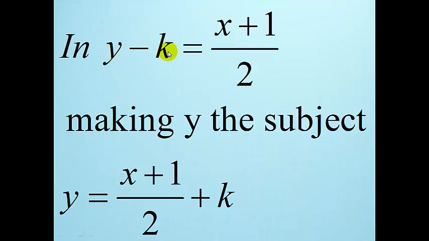Now in y minus k equals x plus 1 divided by 2, if you want to make y the subject, that is, making y the subject means that we want y to stand alone. But on the left hand side, we have y minus k. So for y to stand alone, it means that minus k on the left hand side becomes plus k on the right hand side. And therefore, y now becomes x plus 1 over 2, plus k. Since y now stands alone, it means that y is the subject.